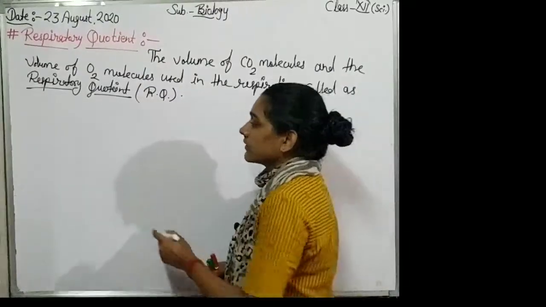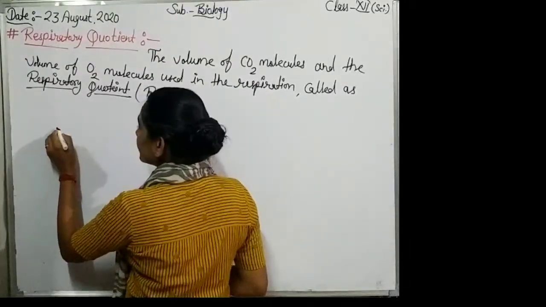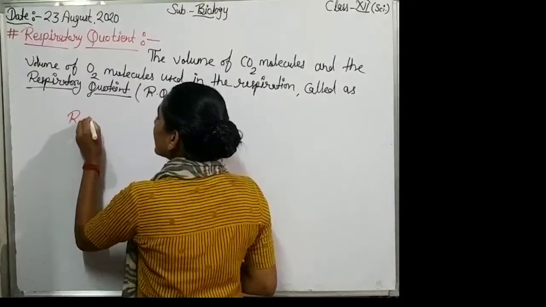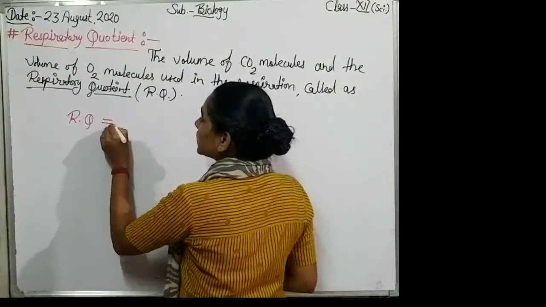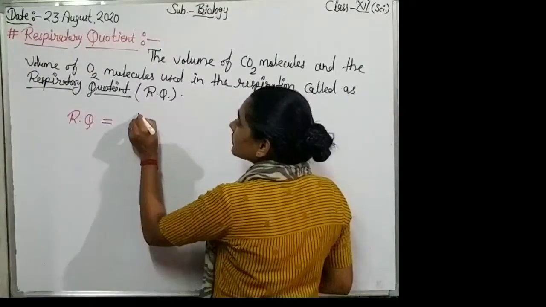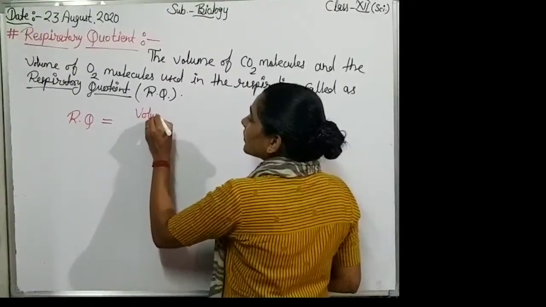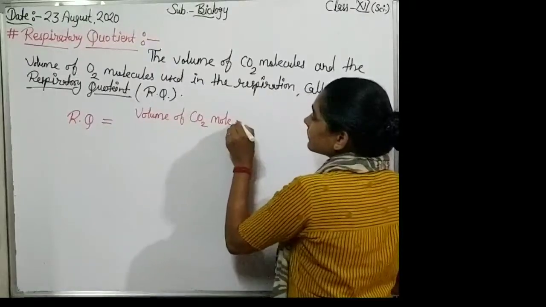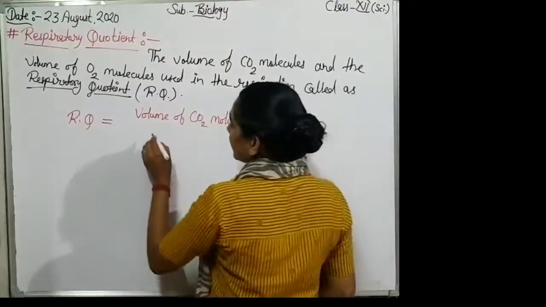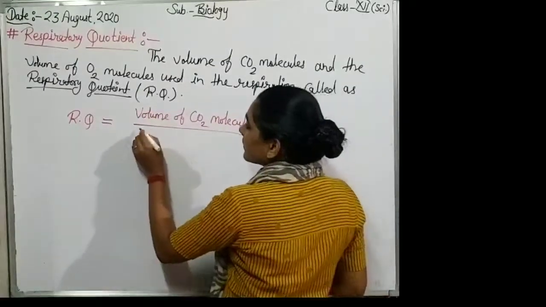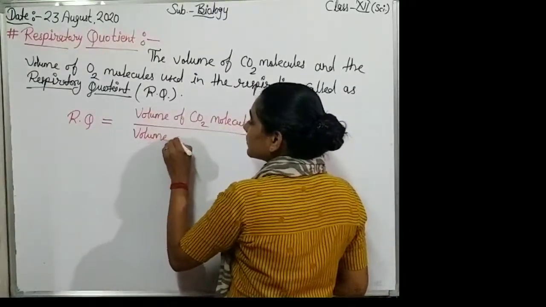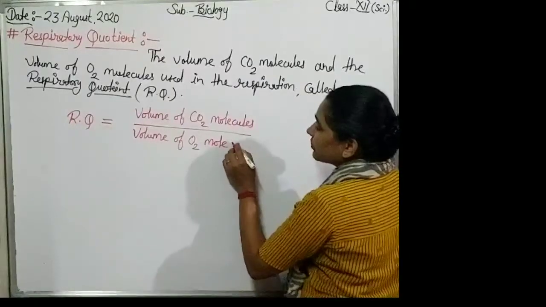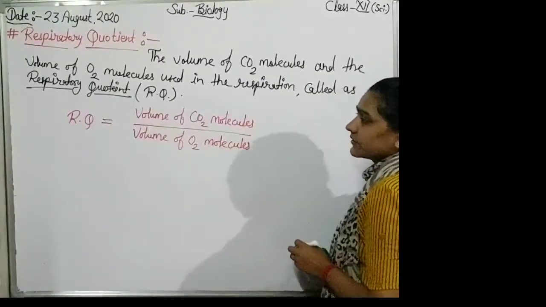Okay, let's see. Respiratory quotient is equal to the volume of CO2 molecules which is released in the respiration process, divided by the volume of oxygen molecules which are used in the respiration.